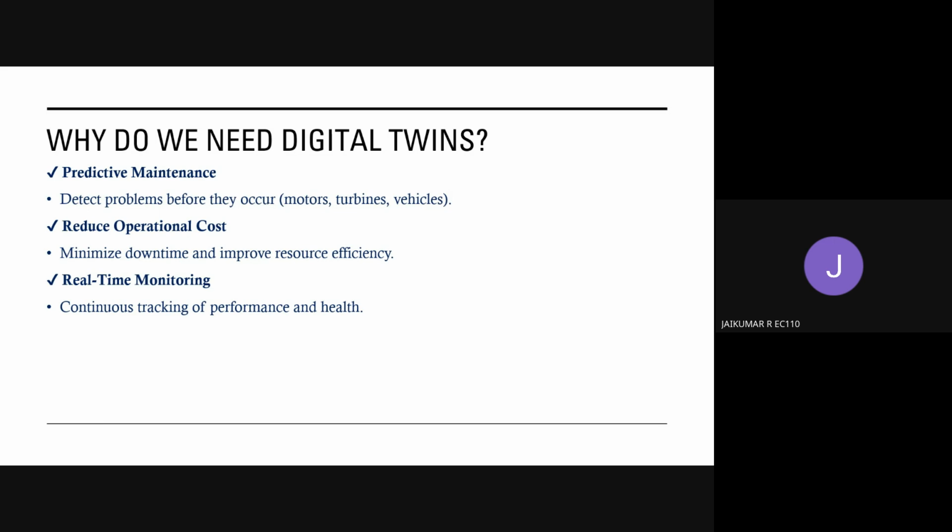And the third one is real-time monitoring. You can have continuous monitoring over your system. Suppose you are running some kind of sensitive machine, for example, an aircraft, or a system used in a nuclear power plant. Those are sensitive systems. You need to continuously monitor and track the performance of the system. So with the use of a digital twin, you are able to do that.